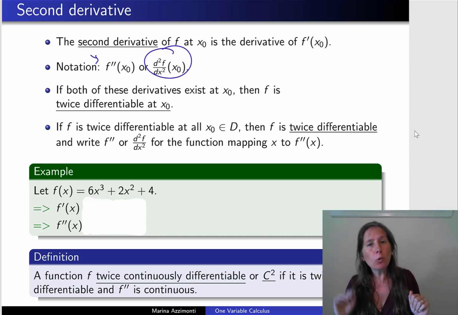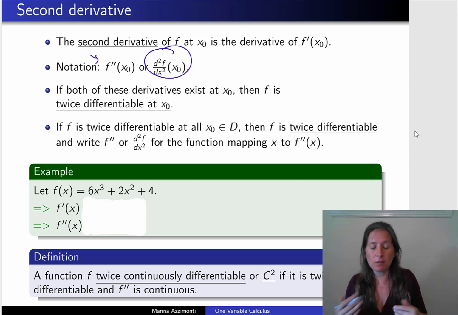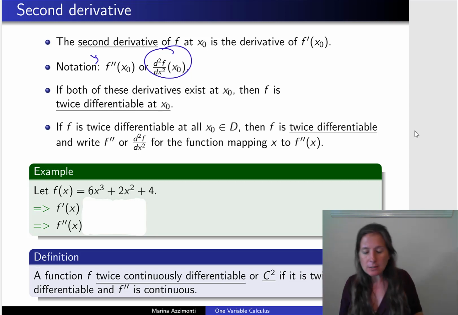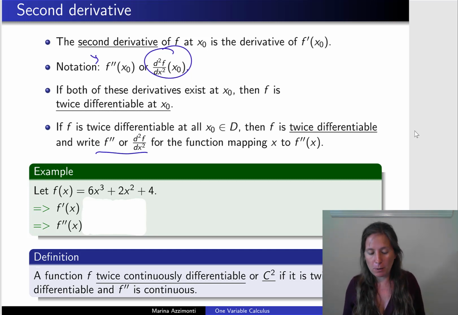When do we use this? As we are going to see in a bit, we use differentiability, first and second derivatives to talk about the shape of a function. So it's important to know whether the first and second derivative exist. Now, if f is twice differentiable at every point in the domain, we say simply that f is twice differentiable without saying at point x, and we simply denote it by f prime prime. So let's see an example.